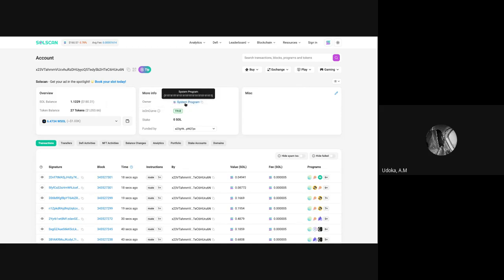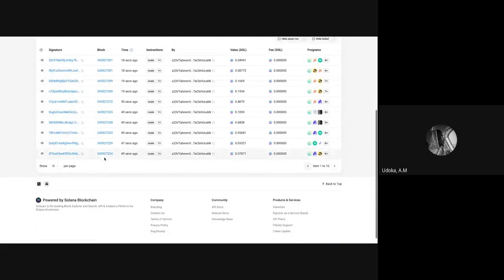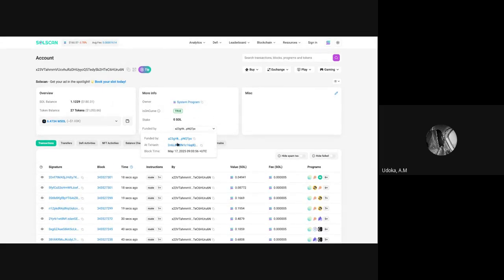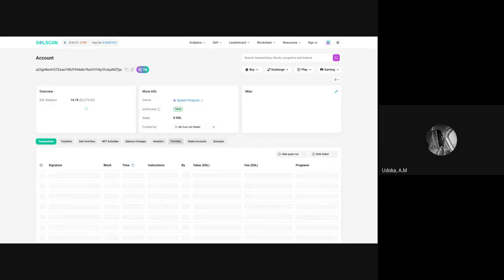So it's not owned by a user, it's rather owned by a program. That means almost every transaction that happens from this is not signed by an individual. All of the transactions you see here are done from this account. They are not sent by somebody. They are all sent from a program that owns this particular account. And this is the program that owns this particular account. We can see funded by, so let me open that for further inquiry.